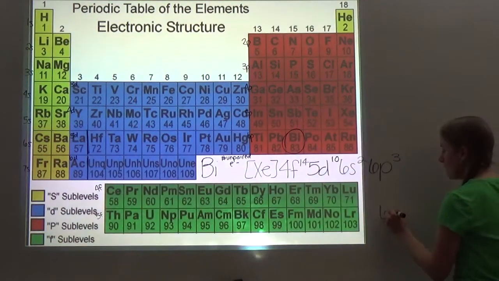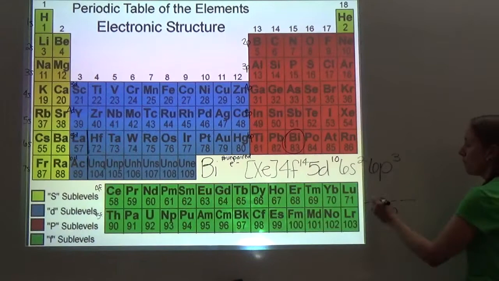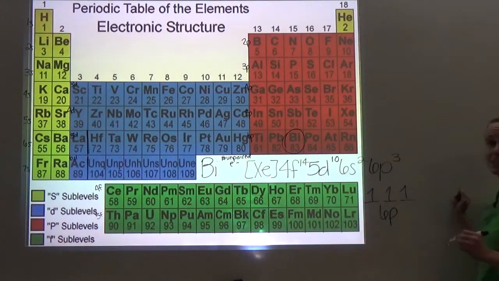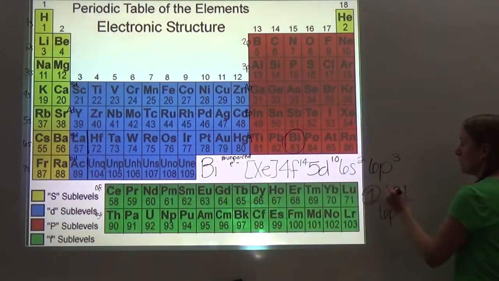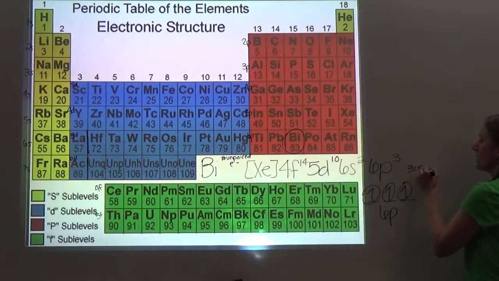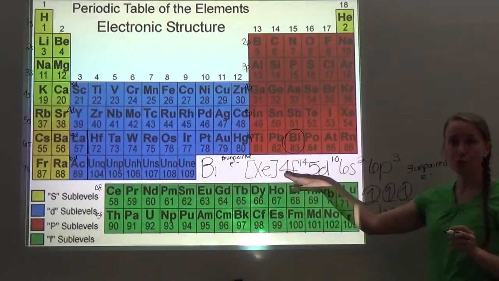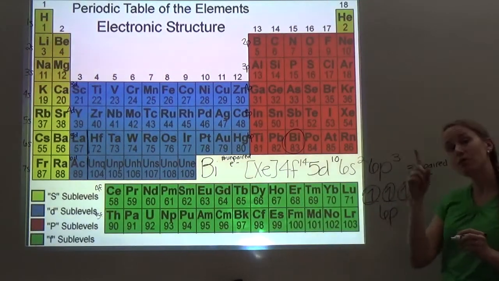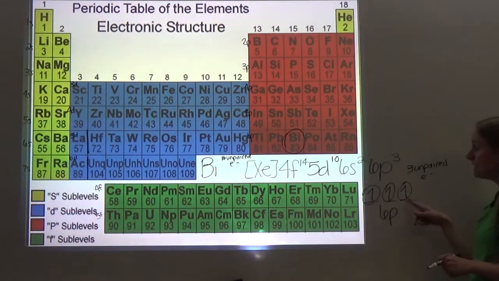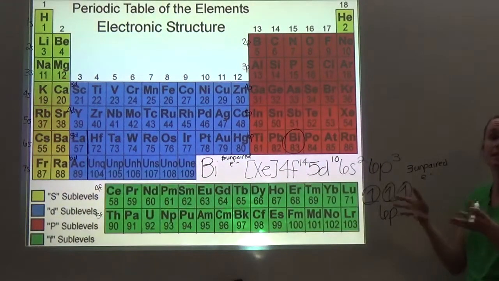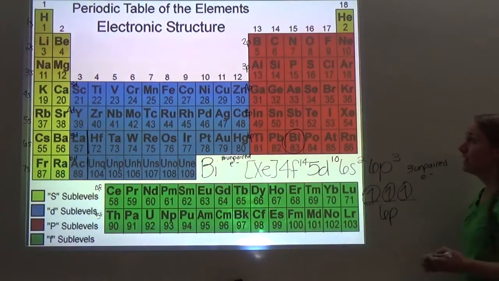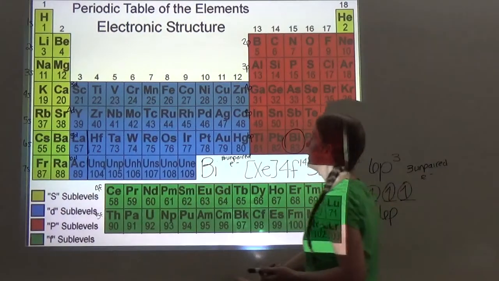So what would 6p look like with 3 electrons? Well, we know they would rather be separate than together, so it would look like this. So there would be 3 unpaired electrons. Remember, any sublevel that's full, they're all paired, because you'll have one up and one down. Okay, so you only need to check any less than full sublevels.